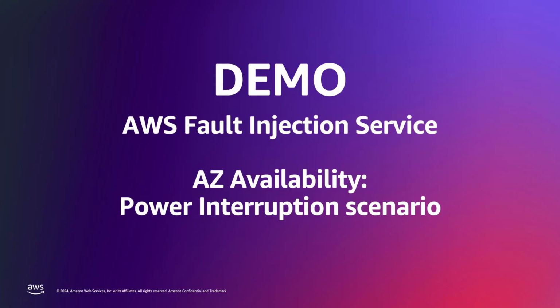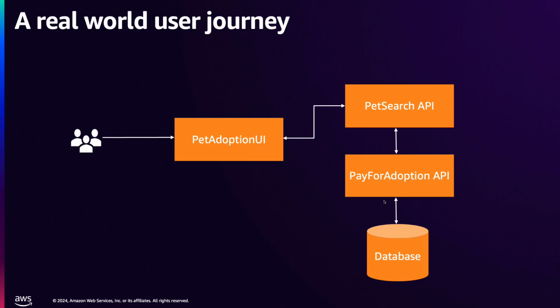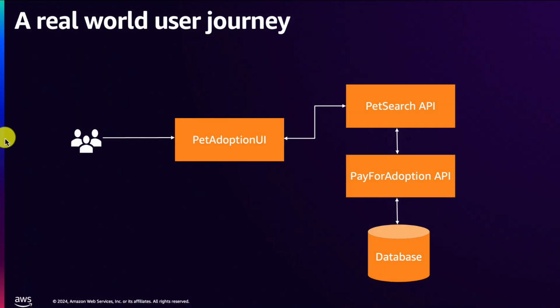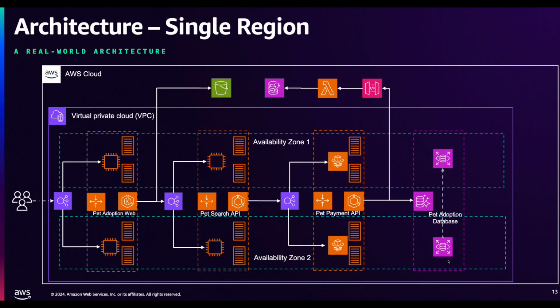Welcome to the demo for the AWS Fault Injection Service, AWS Availability Zone Power Interruption Scenario. When we think about real-world applications, like for example a pet adoption application, they often have not many logical components. A pet site will have a user interface, search capabilities, a service to process adoption, as well as a database to retain the records. At the same time, the architecture for this application may have many components.